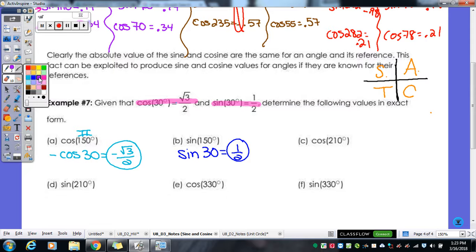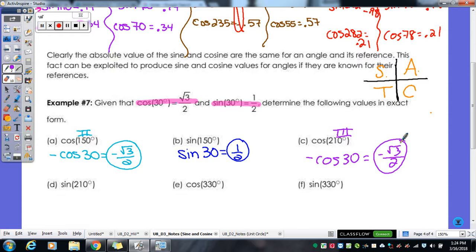So C, cosine of 210. Which quadrant is 210 in? Third. So is cosine positive or negative in the third quadrant? Negative, because the only one that's positive there is tangent. So the reference angle again is 30, so cosine of 210 is the same as the negative cosine of 30. So it would be negative radical 3 over 2.